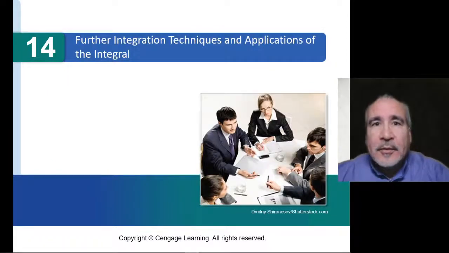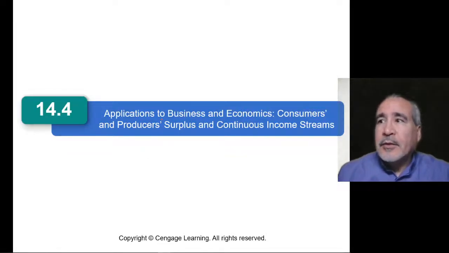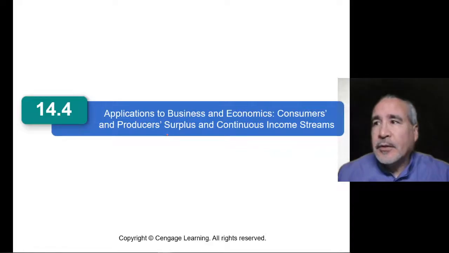We've made it to our next to the last unit here, 14.4, and we are going to use integration techniques that we've already learned, and we're going to apply it to finding producers, consumers, and producer surplus. We're not going to worry about continuous income streams, but just a surplus.